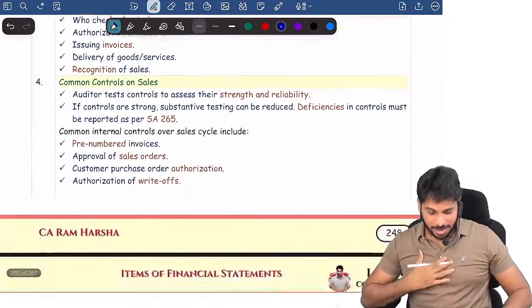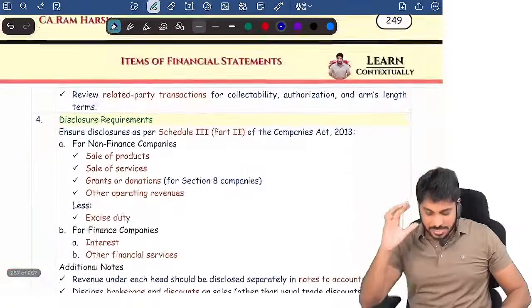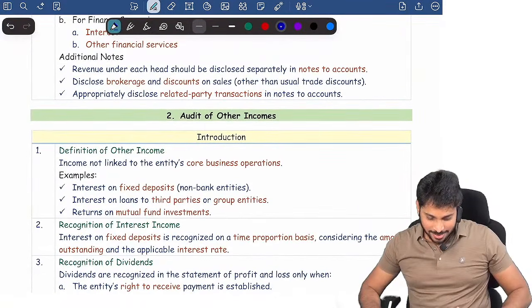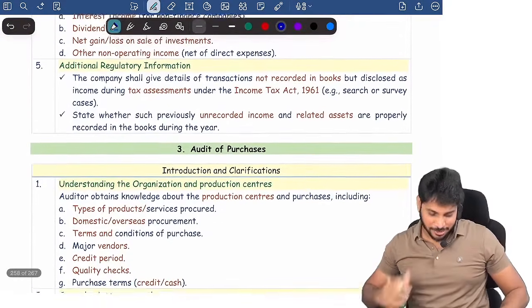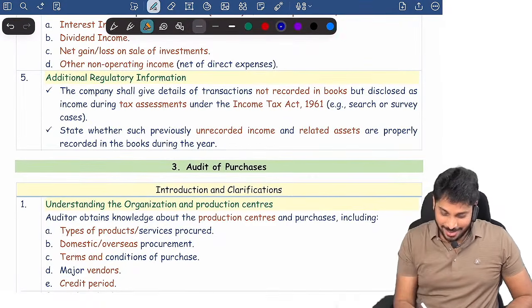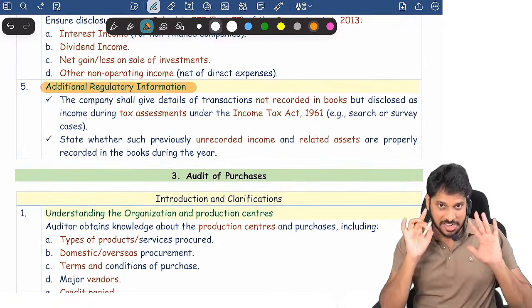That's it. We are about to finish this, guys. We are about to finish this ARI point. Then it's actually very tough, handling this. Yeah. Again, additional regulatory information.